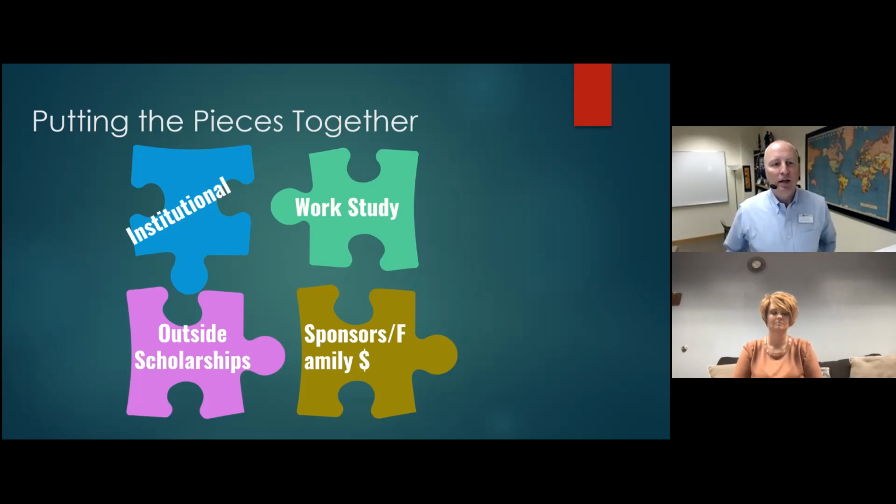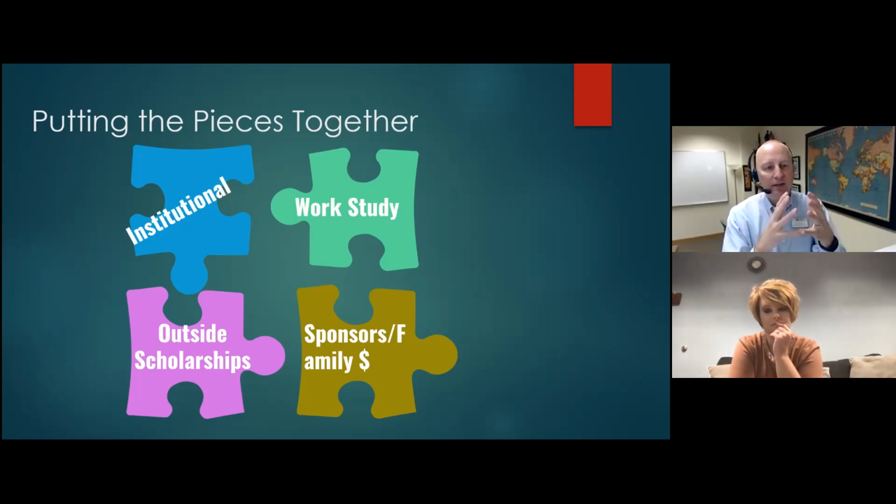Essentially, there are 4 different kinds of financial aid that you're going to receive. Institutional financial aid, outside scholarships, money from your sponsors that you may have, and then work study. All of this money together will be what's used to pay for your education. So by institutional aid, this is probably the largest amount of aid that you're going to receive. And institutional aid comes in many different types. We'll go through each one of those in the coming slides.